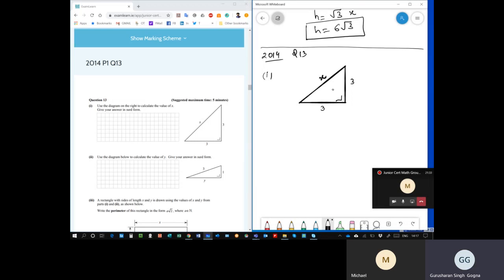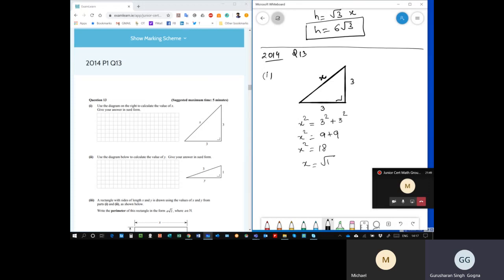So you are dealing with three sides, so you need to use Pythagoras theorem. So x square equals 3 square plus 3 square, and that will give you 9 plus 9. 9 plus 9 is 18.